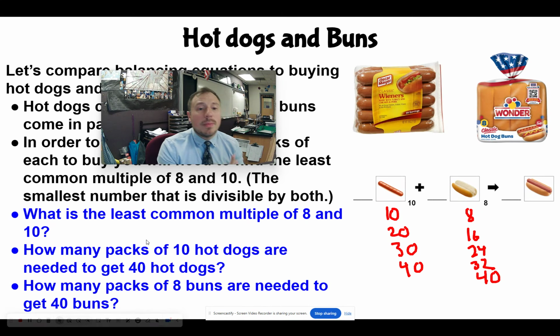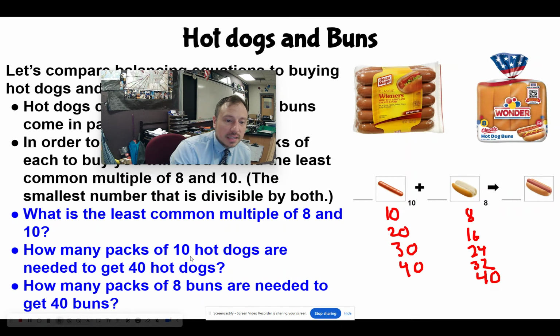So now if we're balancing this out, I don't want any hot dogs or hot dog buns left over, and I can't just be like, well, I don't want 2 of the hot dogs. You can't take them out of the package. You have to buy whole packages of hot dogs or buns, right? You can't just take them out. You have to buy them at the grocery store in these packages.